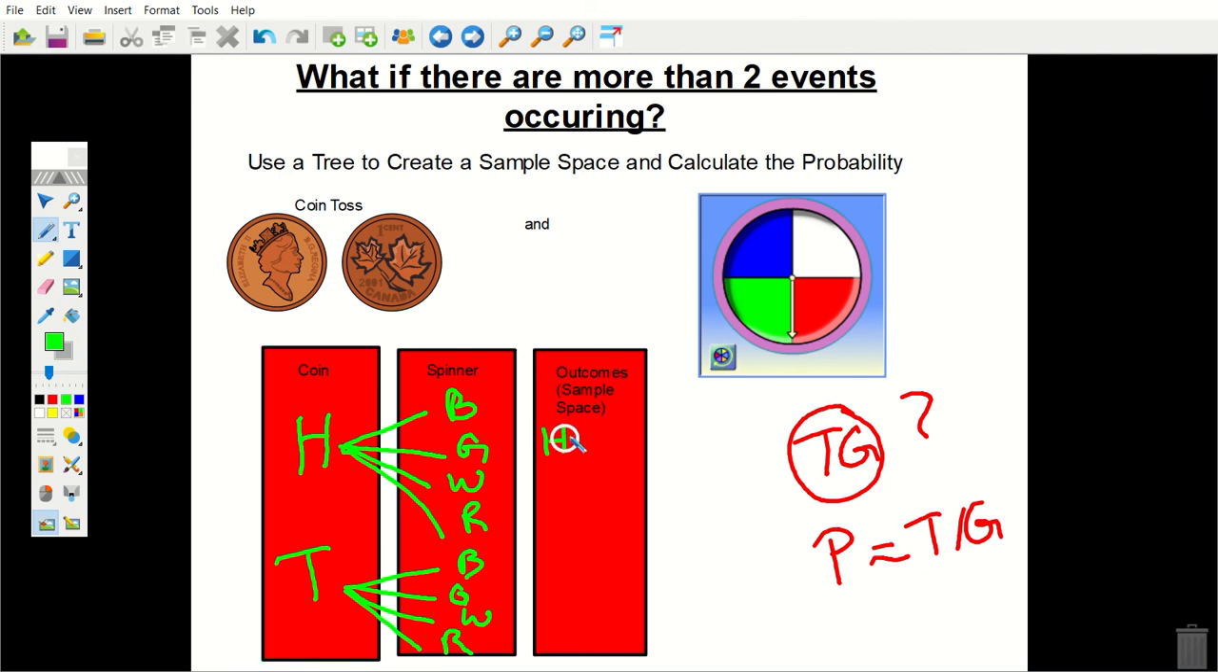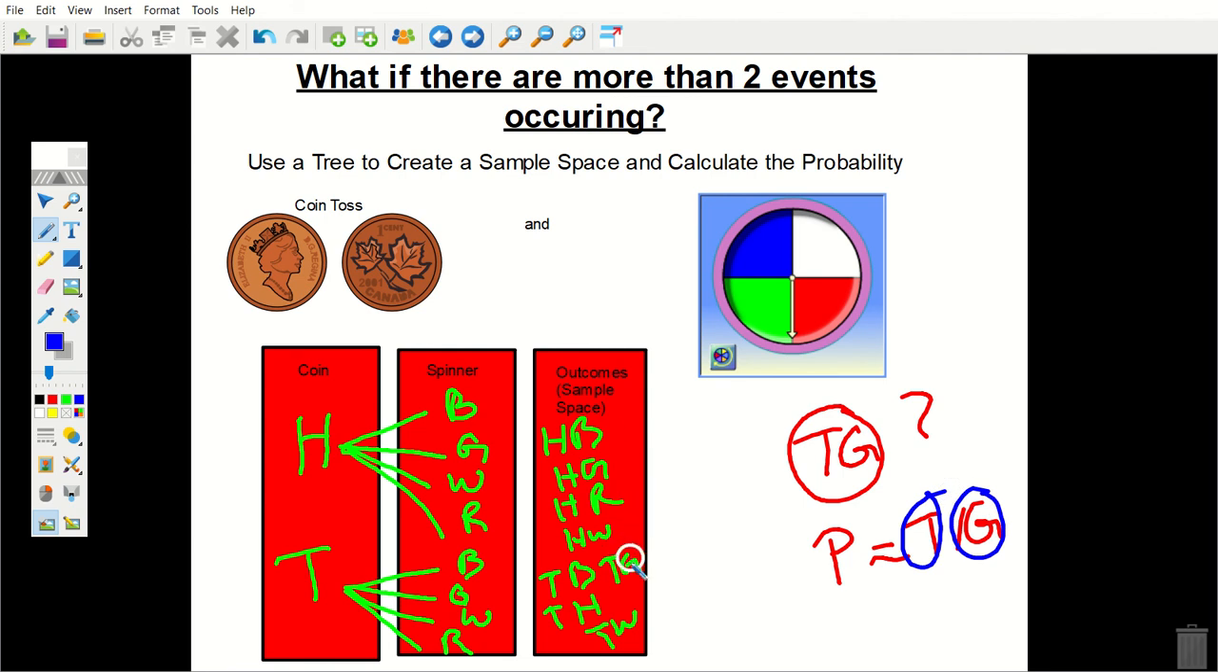So we go heads blue, heads green, heads red, heads white. Or we go tails blue, tails green, tails red, and tails white. And my question to you was, what is the probability of flipping a tails and hitting a green? Well, all you have to do now is go to your sample space and look up how many times tails and green come up at the same time.